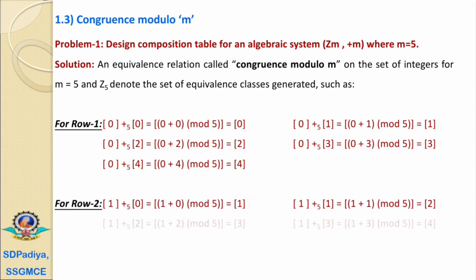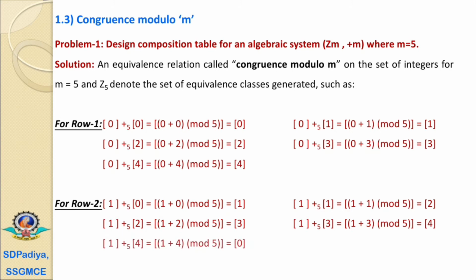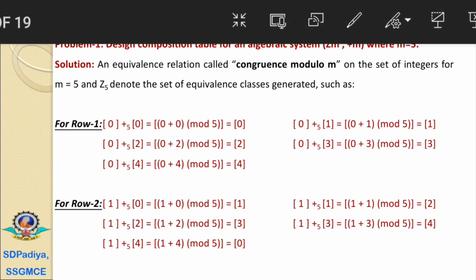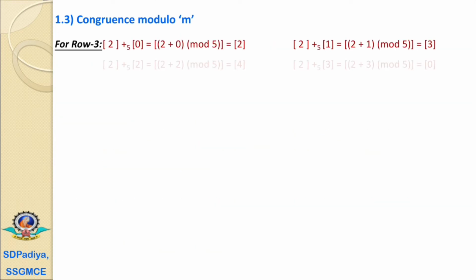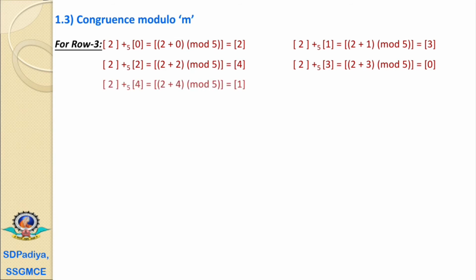For the second row, when i is 1, then 1 plus 0, 1, 1 mod 5, 1, 1 plus 1, 2, 2 mod 5, 2, 1 plus 2, 3, 3 mod 5, 3, 1 plus 3, 4, 4 mod 5 is 4. And now for the last, 1 plus 4, that is equal to 5, 5 mod 5 is equal to 0.